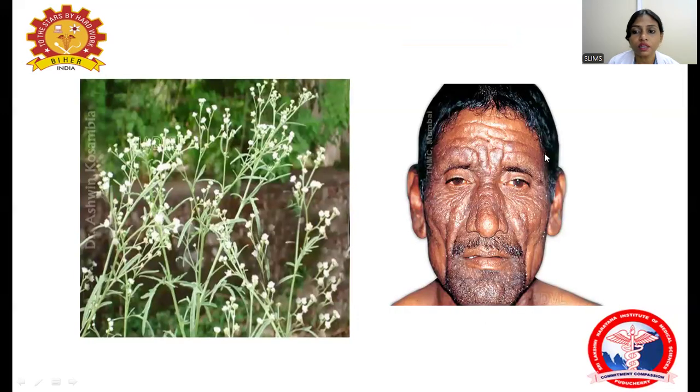So this man has developed an allergic contact dermatitis to Parthenium. This is a plant, Parthenium hysterophorus. You can see the entire skin of the face is edematous and thickened. There is a loss of the nasolabial fold. There are deep furrows over the forehead. And this is a classical example of Parthenium-induced photoallergic contact dermatitis.